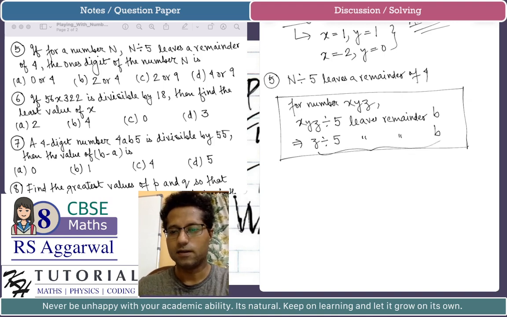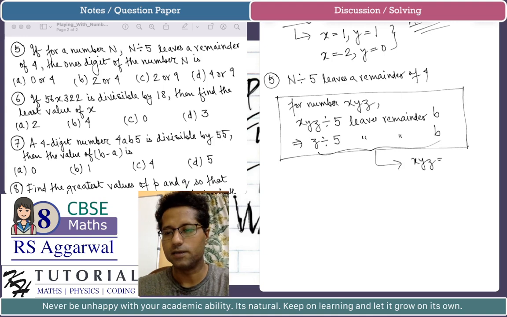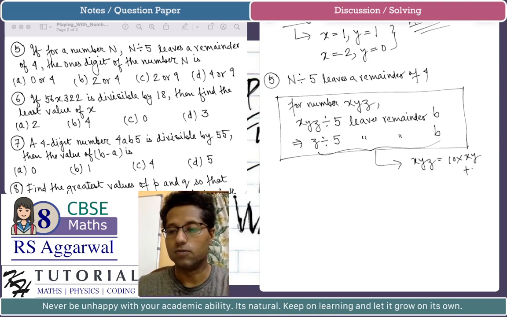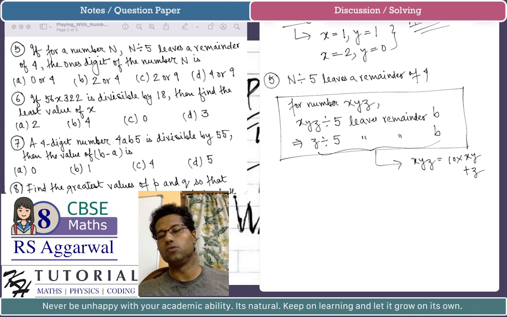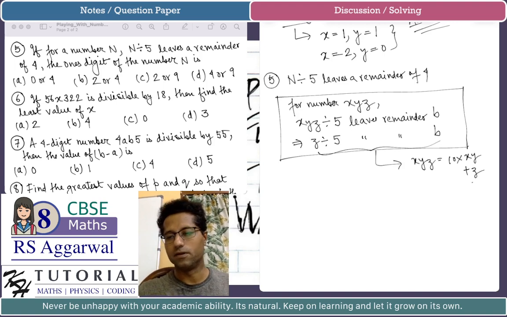This fact is because xyz is equal to 10 into the number formed by the two digits x y plus z. Now 10 into the number x y will always be divisible by 5, and so the remainder of xyz when divided by 5 will actually depend on the remainder when z is divided by 5.